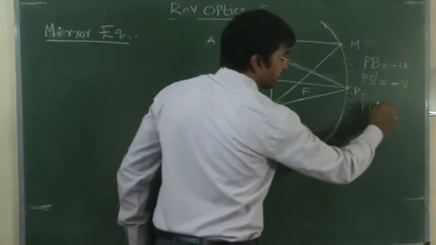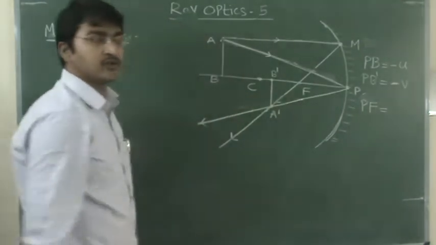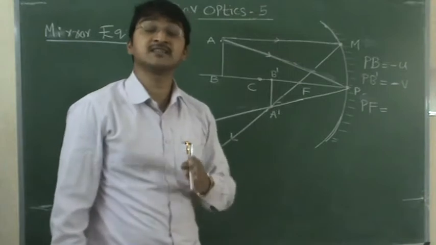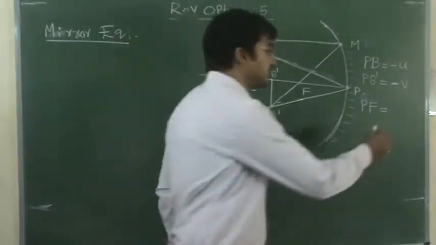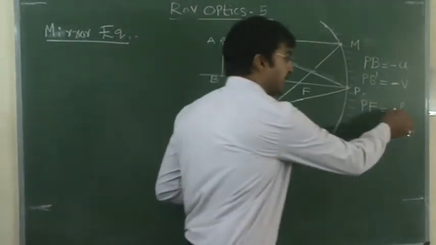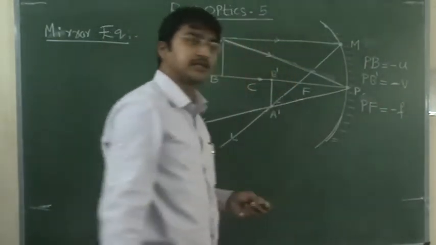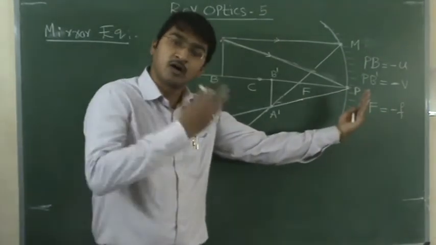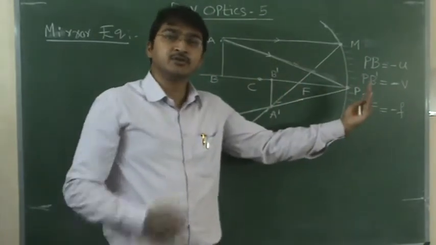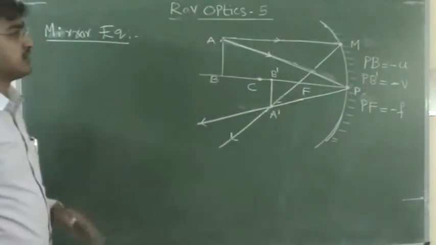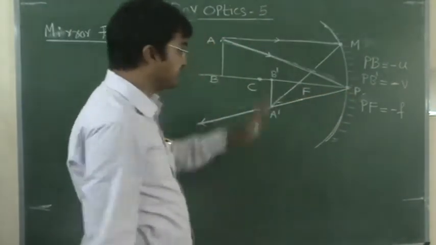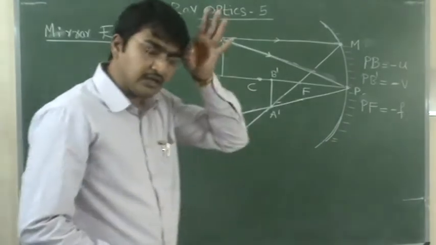From P to F, pole to principal focus. The distance between the pole and the principal focus we call the focal length. The focal length is indicated with f. But here we have to take minus. Why? Because according to sign convention, we are measuring all distances from right to left, or opposite to the incident light. So we take the PB value, PB dash value, and PF value.